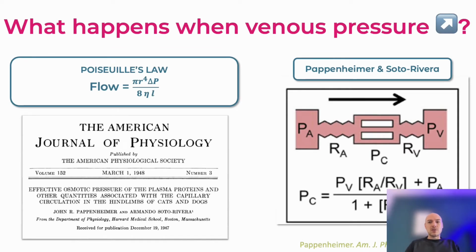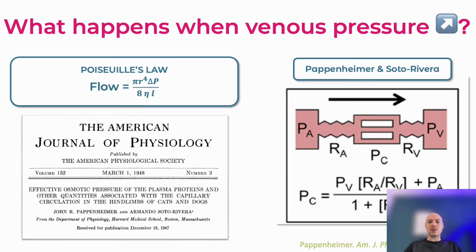What happens to the microcirculation in the presence of venous congestion, that is, an increase in venous pressure? First, according to Poiseuille's law, an increase in venous pressure reduces the delta pressure along the capillary, and as a result, the flow will be reduced as well.